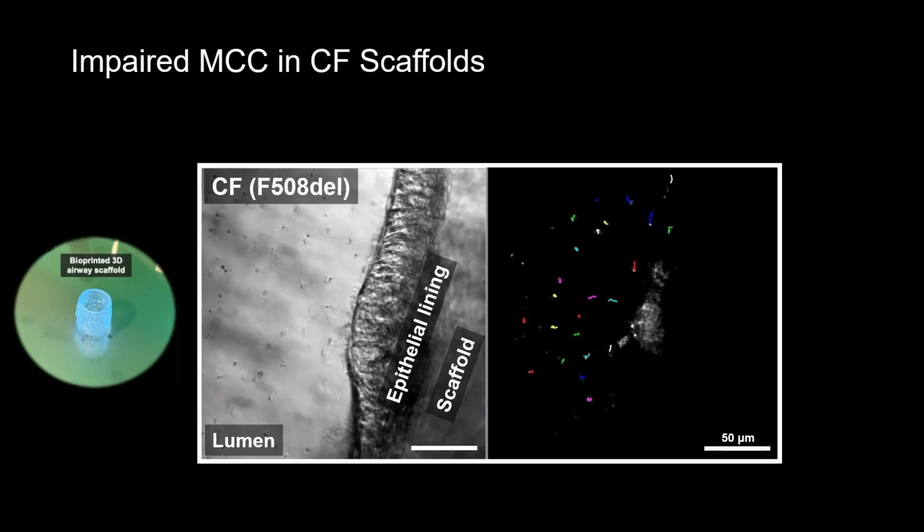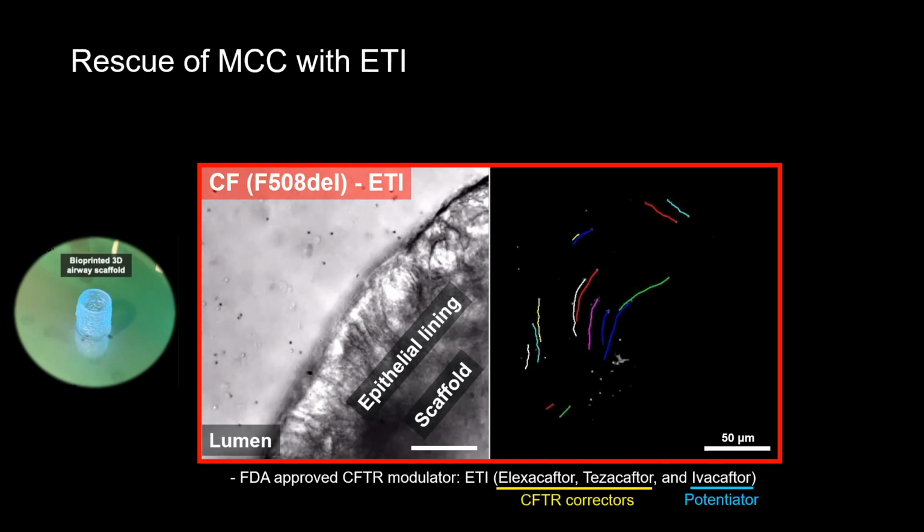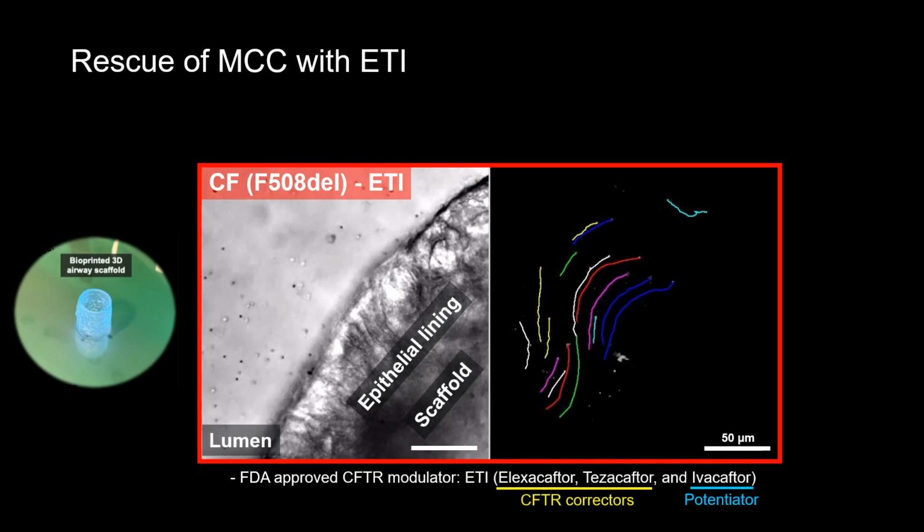Unlike the smooth bead movement we saw from the non-CF scaffold, the CF scaffold told us a different story. The beads moved slowly and irregularly, sometimes barely moving at all, like cars in traffic. There was little to no directional flow, reflecting the typical mucociliary clearance dysfunction we see in CF lung airways. We observed the bead velocity significantly dropped compared to non-CF control, confirming our model captures the impaired mucociliary clearance challenge in CF.